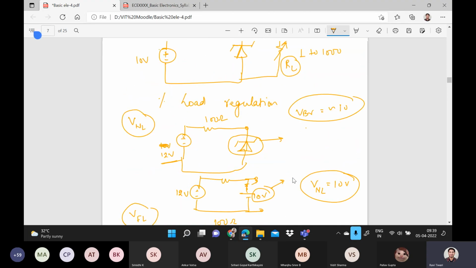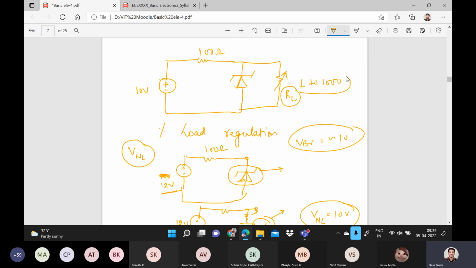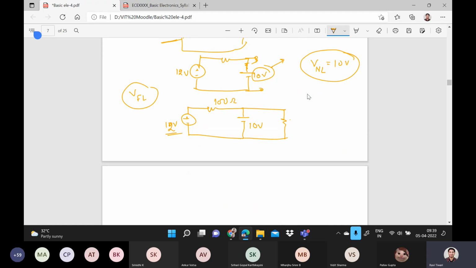How much resistance do you have to take, because the RL resistance was changing from 1 to 1000? You have to consider here what resistance, tell me. 1000 ohm, right? Now tell me the voltage across this diode. Here actually it's important to have a resistance, otherwise it will again give you 10 volt only.